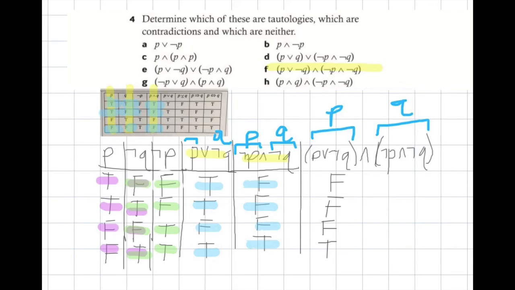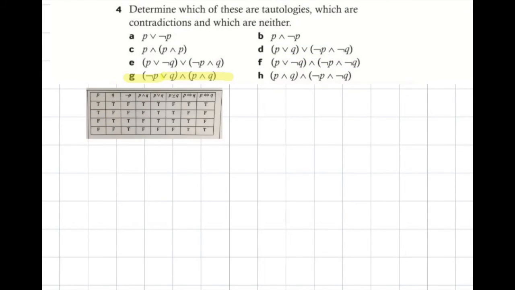So this is my final statement: false, false, false, true. It's not a tautology because it's not all true. It's not a contradiction because it's not all false. It is neither. Kind of looks like the word neither. Okay, there we go. Okay, next problem is problem G.